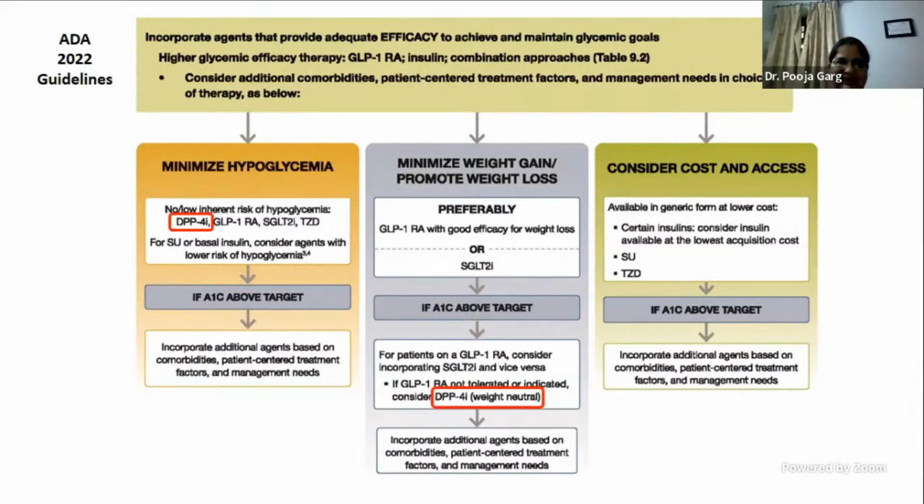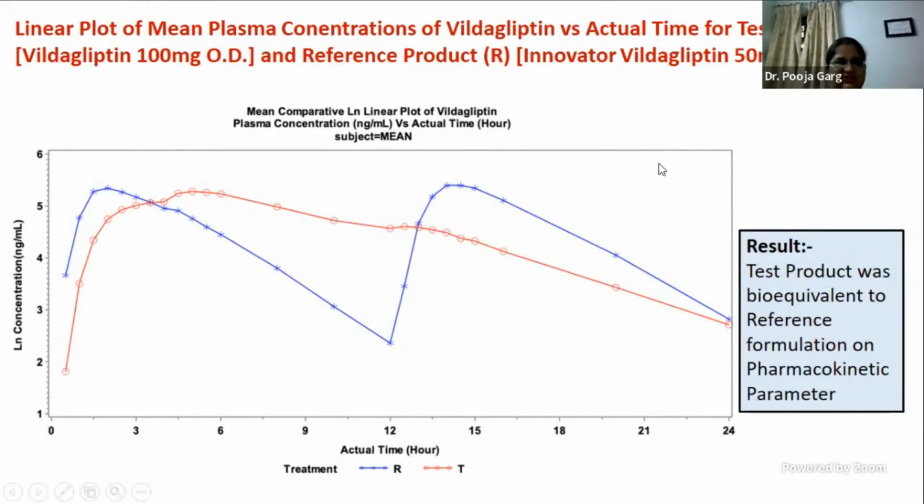So now they incorporate agents that prove adequate efficacy, especially to achieve and maintain the glycemic control. Higher glycemic efficacy agents like GLP-1 receptor agonists, insulin, or combined approaches can be used. If we have to minimize hypoglycemia, we can consider DPP4, GLP-1 receptor agonist, SGLT2 or thiazolidinedione. All these agents have a reduced risk of hypoglycemia. If still HbA1c is above the target, we can decide on other agents. To minimize weight gain or to promote weight loss, the best agents are GLP-1 receptor agonists or SGLT2 inhibitors. If the cost is a factor, we can consider cheaper agents like sulfonylureas, insulin, and thiazolidinedione. So such agents can be decided based on what the patient's pocket says.